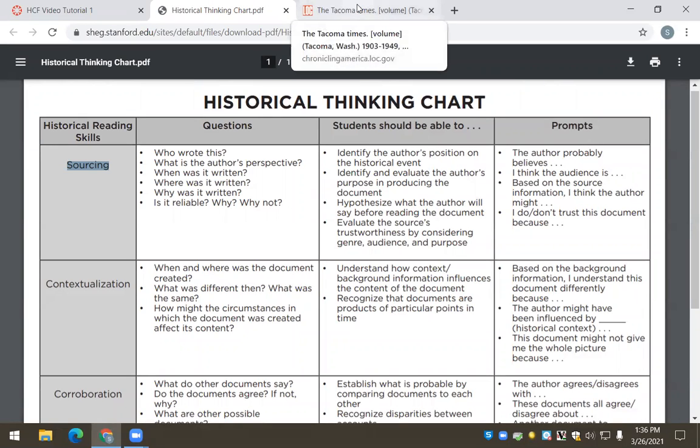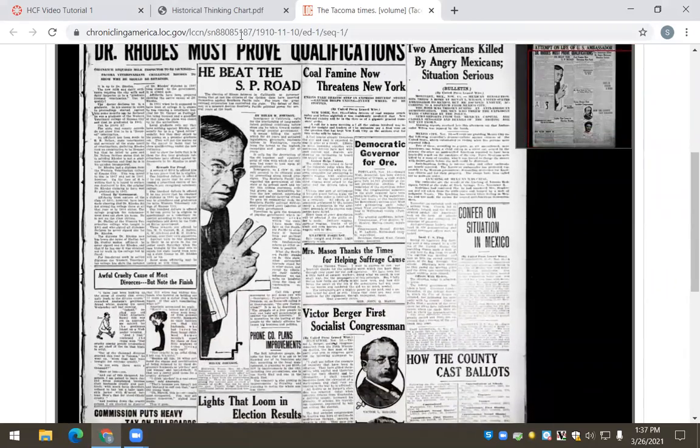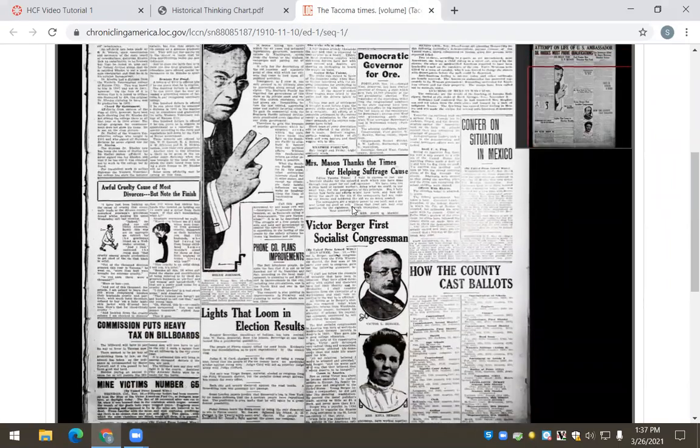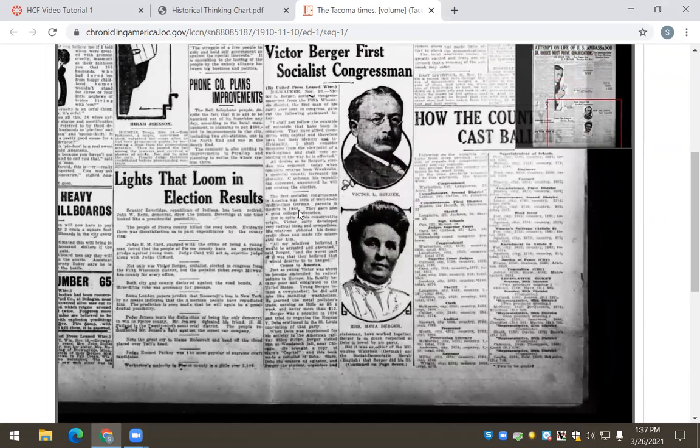Then again, it's asked why was it written. That goes along with the perspective of why it was written. For this particular article, it is to announce the socialist congressman. So that's the main purpose.